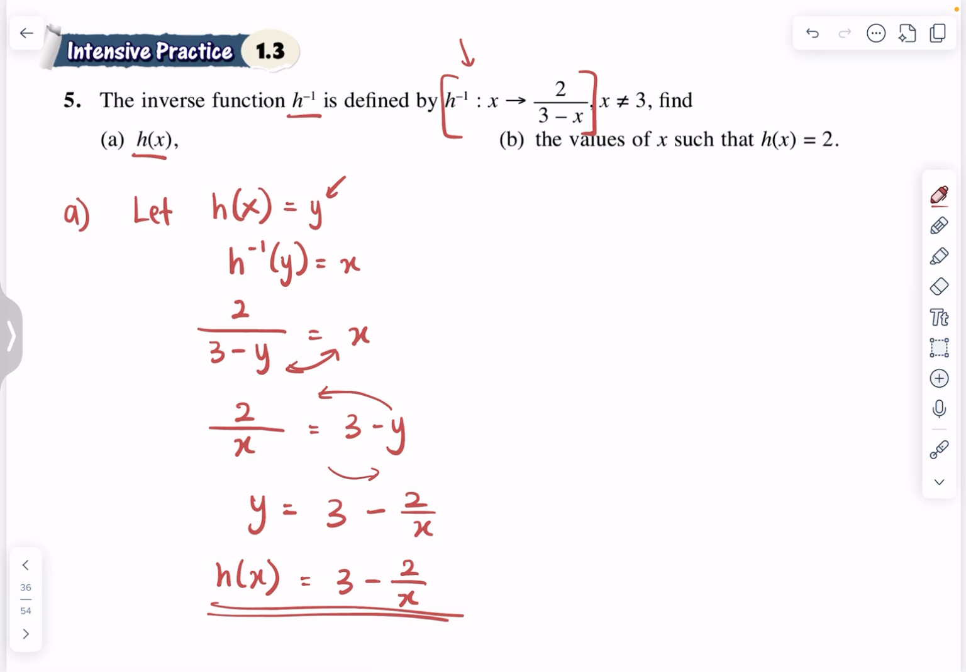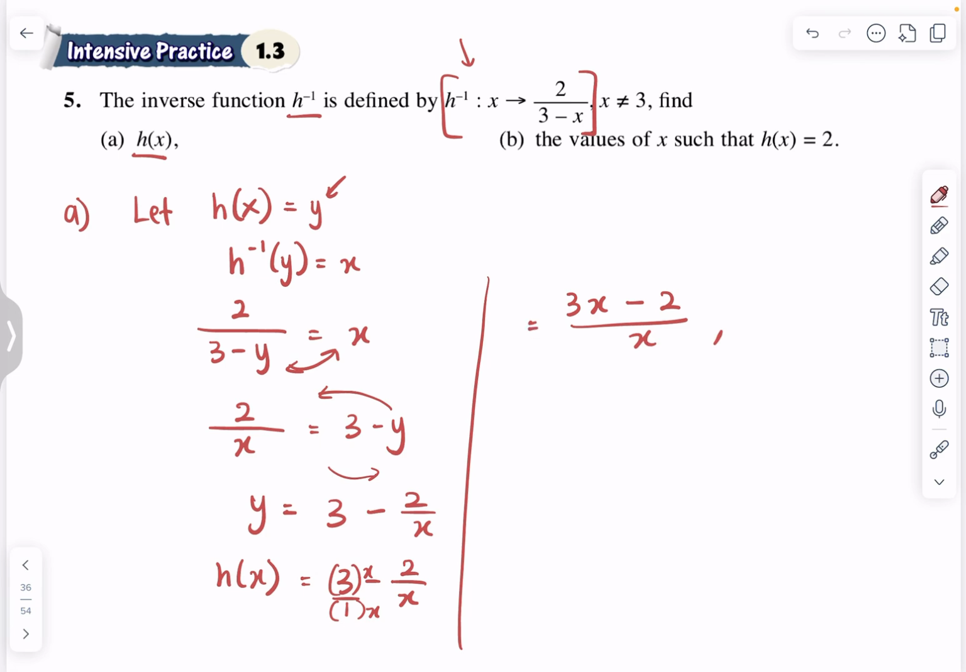If you want to make the whole thing into one single fraction, also can. Okay, so what we do, this one is 3 over 1, right? So top and bottom we times with x. So it will become 3x minus 2 over x. Okay, don't forget to write the conditions. If your denominator has x, your denominator cannot be 0. Okay, therefore x cannot be 0. Okay, this will be our complete answer.